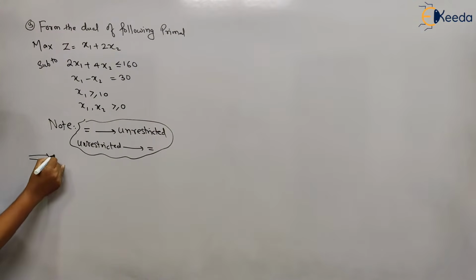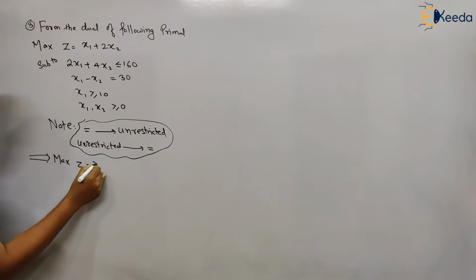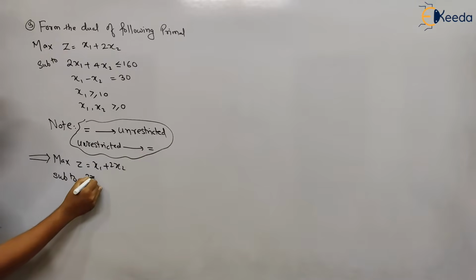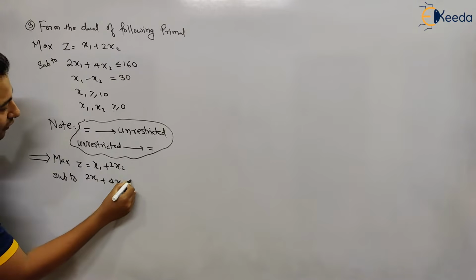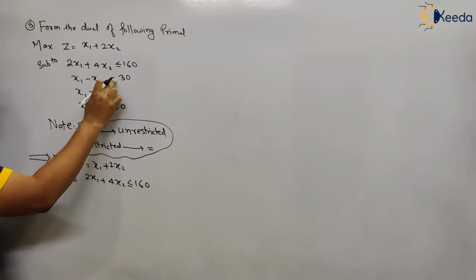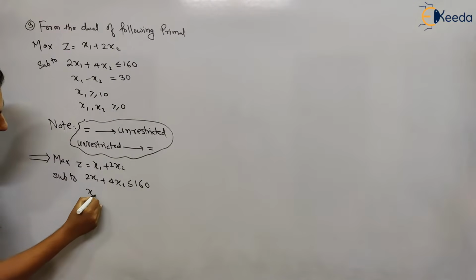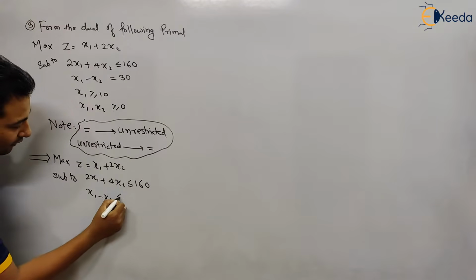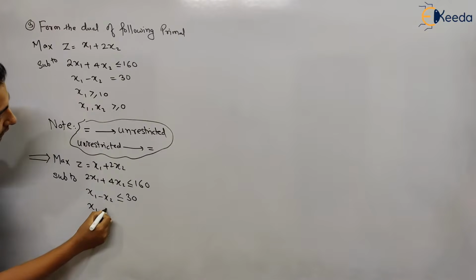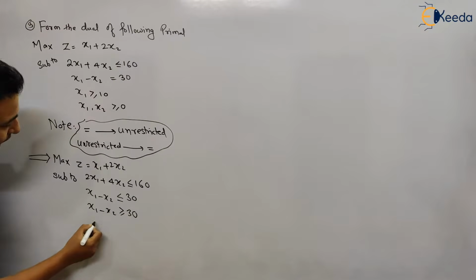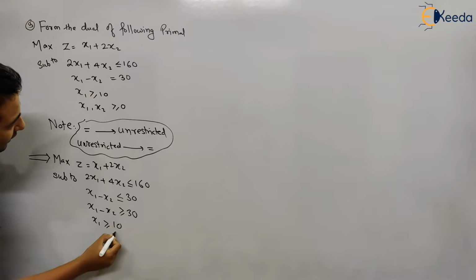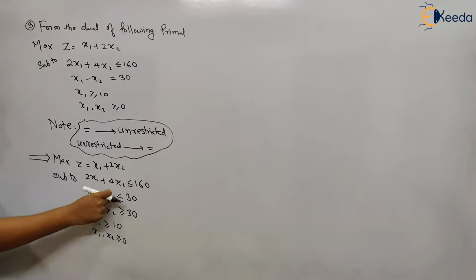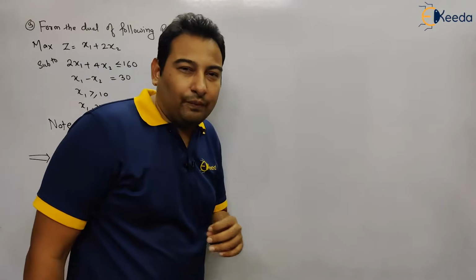Therefore the given problem will become: maximize x1 plus 2x2 subject to 2x1 plus 4x2, the first constraint will remain as it is, that is 160. This is equal to, so the equal to will be converted into less than equal to and greater than equal to. And finally we have x1 greater than equal to 10, x1, x2 greater than equal to 0. So the equal to we converted into less than equal to and greater than equal to.